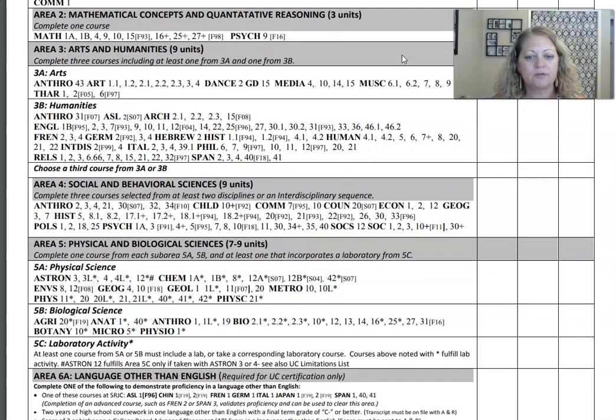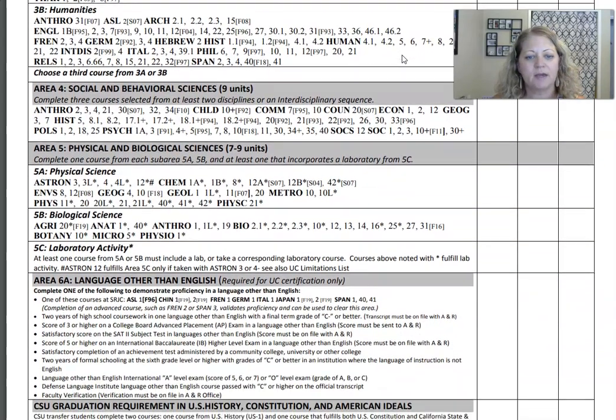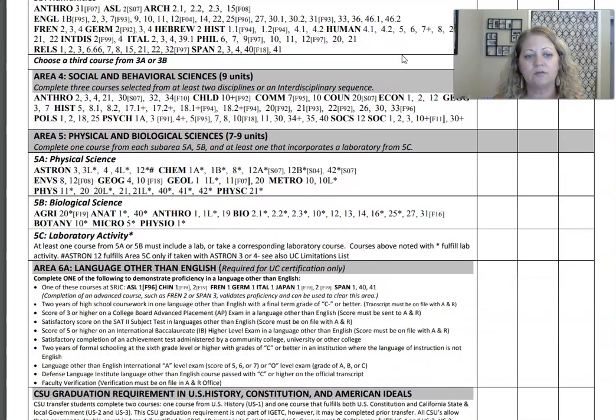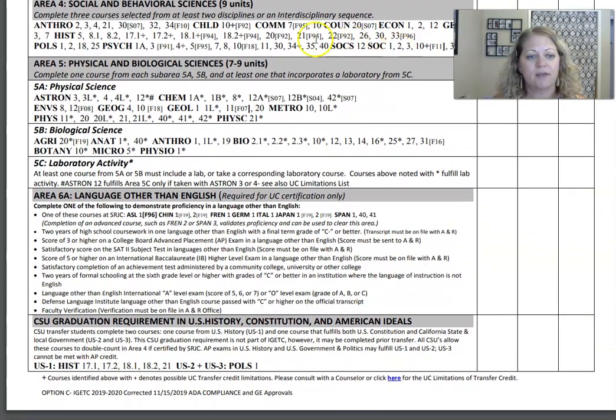Area 4 is also 9 units. This is the same as the CSU GE sheet where you need 3 courses, but from 2 disciplines. So you need, if you take Anthro 2 and 3, if you took Anthro 4, that's not going to meet the requirement. You need to take something outside of Anthro to meet the requirement of Area 4. Area 5 is the sciences. So 5A is a physical science. 5B is a biological science.